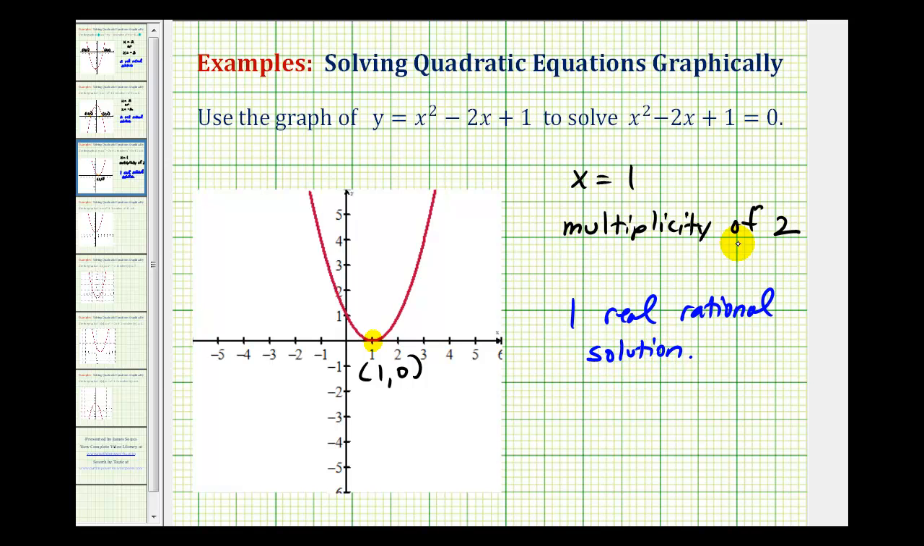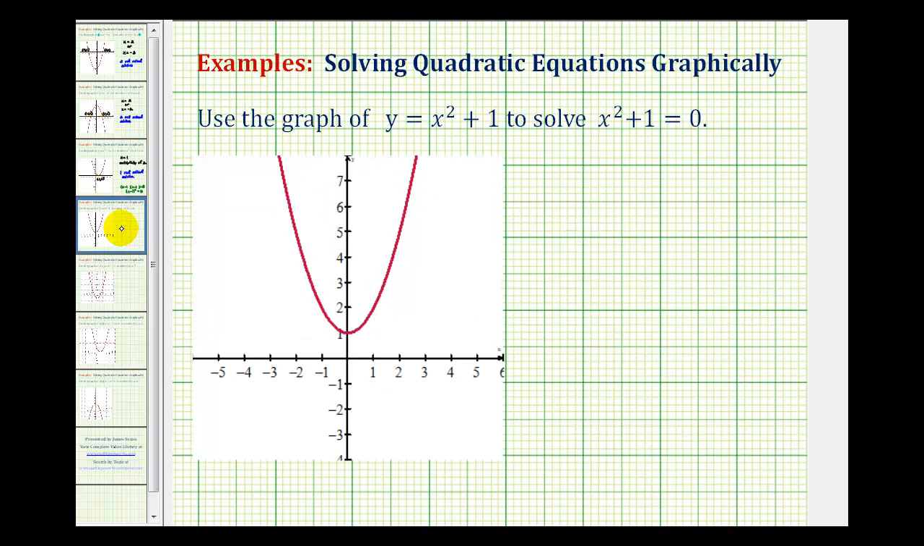Another way to see why we say this has multiplicity of 2: if we actually try to solve this by factoring, it would factor into two binomial factors. We want the factors of positive 1 that add to -2. So we'd have (x minus 1) times (x minus 1). Notice how the factor of x minus 1 occurs twice, which is another reason why we can say x equals 1 has multiplicity of 2. We have two factors of x minus 1. But this is how it looks graphically.